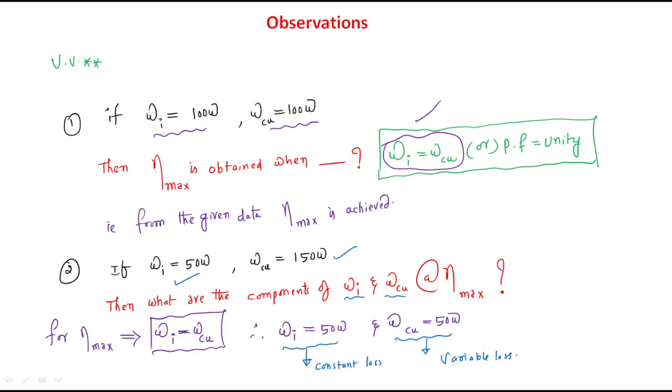We all know that the condition for maximum efficiency is that the iron loss component should be equal to the copper loss component, or power factor should be equal to unity. But the given data is with respect to losses only. Therefore, to get maximum efficiency, the iron loss component should be equal to the copper loss component. But we all know that iron losses are nothing but constant losses. The only changes that we are going to get are in the copper losses only. That's why the copper loss content should be equal to 50 watts. The iron loss component should be equal to 50 watts only.